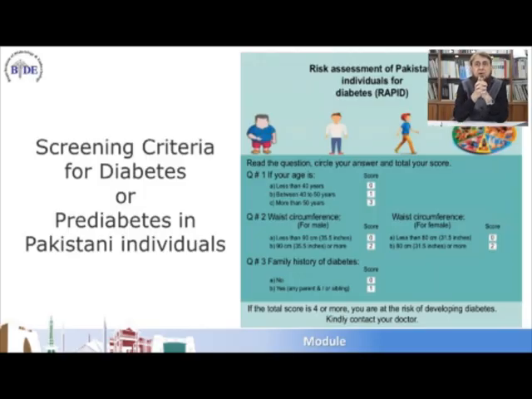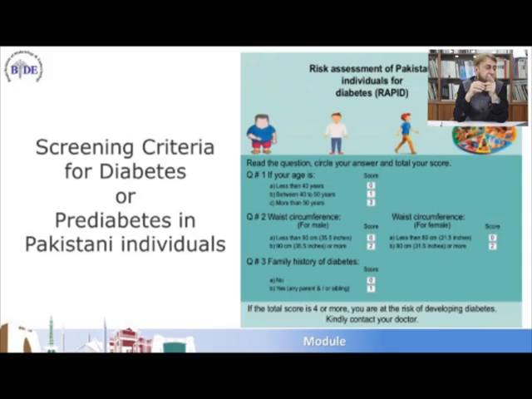This is another important tool, developed by the Baqai Institute of Diabetology and Endocrinology. The credit goes to its lead author, Dr. Musarrat Riaz, and team, on how to screen people of Pakistani origin who have risk factors. There are only 3 questions, and if the total score is 4 or more, your risk is there, and you must get tested by your doctor for fasting or postprandial glucose level or through an oral glucose tolerance test. These risk factors are age, waist circumference, and family history of diabetes.